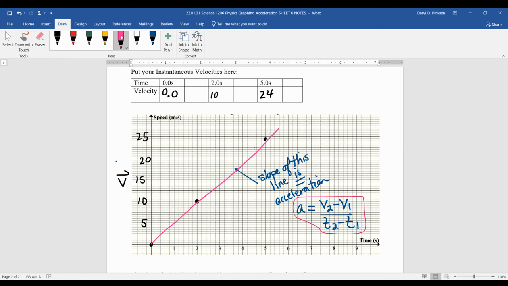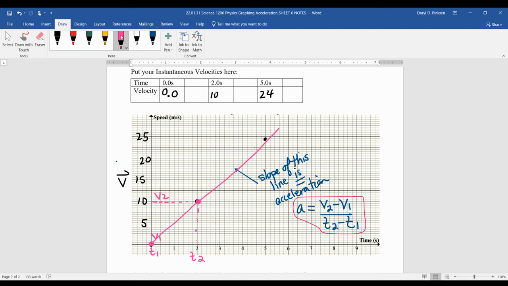So you would choose any 2 points that are on your line of best fit. You could choose this here and this one if you want to. This would be your V2. That would be your V1. This would be your T1. This would be your T2, right? So straight down, this point it's T2 and V2, and this one is T1 and V1.